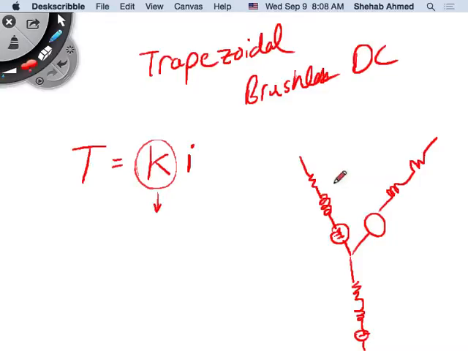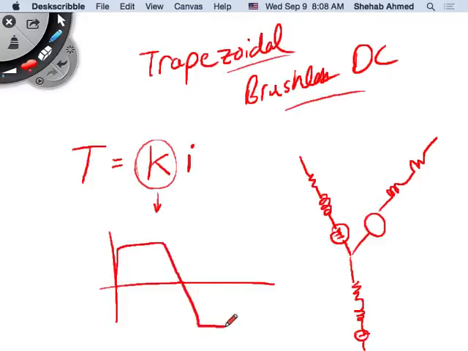So these trapezoidal brushless machines actually generate a back EMF voltage that looks like this. It's not sinusoidal. The magnets in these machines are designed to create a back EMF voltage that looks like this, right? So if this is the back EMF voltage, it is directly proportional to this constant, okay? Directly proportional to this constant.